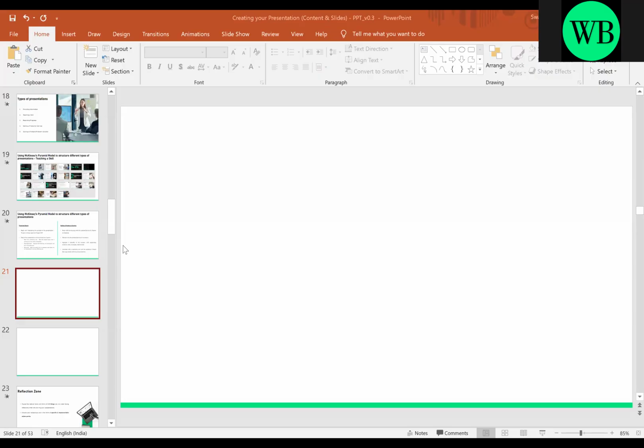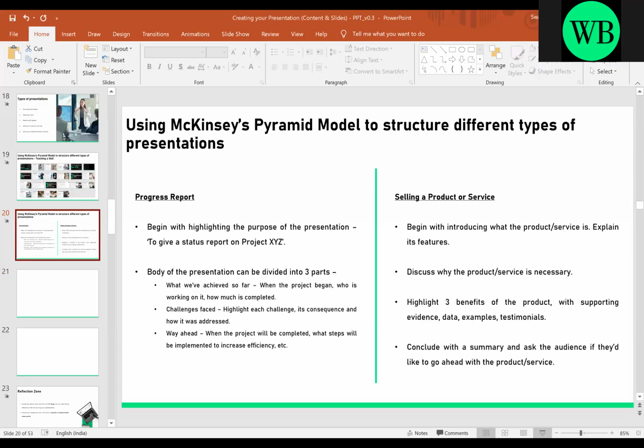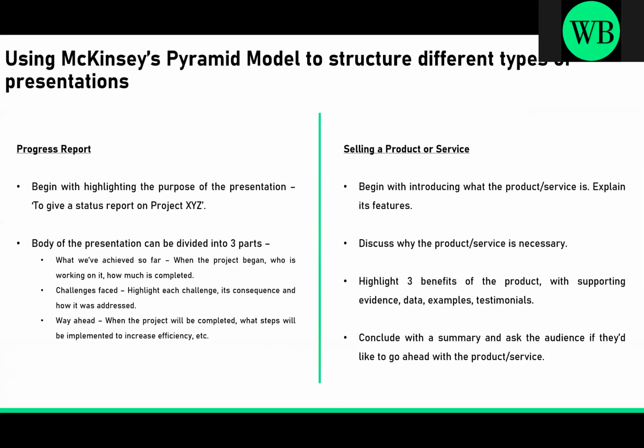Okay, now, if you're going to be selling a product or a service or an idea to somebody, begin with introducing what the product or service is, explain its features to the audience, discuss why the product or service is necessary to that particular audience, then highlight the three benefits of the product with supporting evidence, data, examples, testimonials, include a summary, and ask the audience if they would like to go ahead with the product.